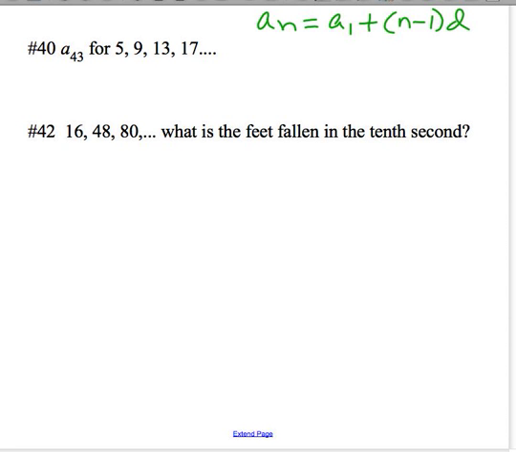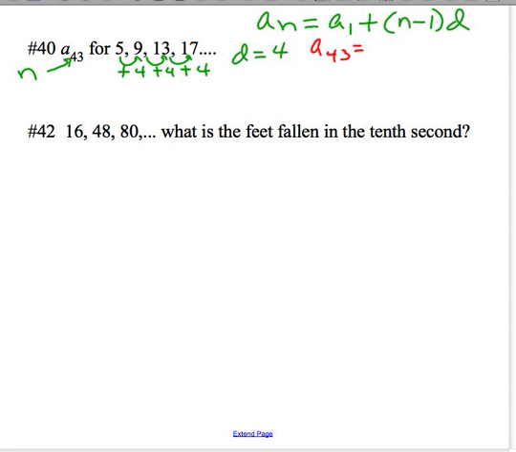So if I take a look at number 40, the 43 is n. My sequence of numbers, I can tell as I go from 5 to 9, 9 to 13, 13 to 17, I'm repeatedly adding 4. So my common difference is a +4. I use the 43, I use the 4, and the equation to figure out the 43rd term very efficiently.